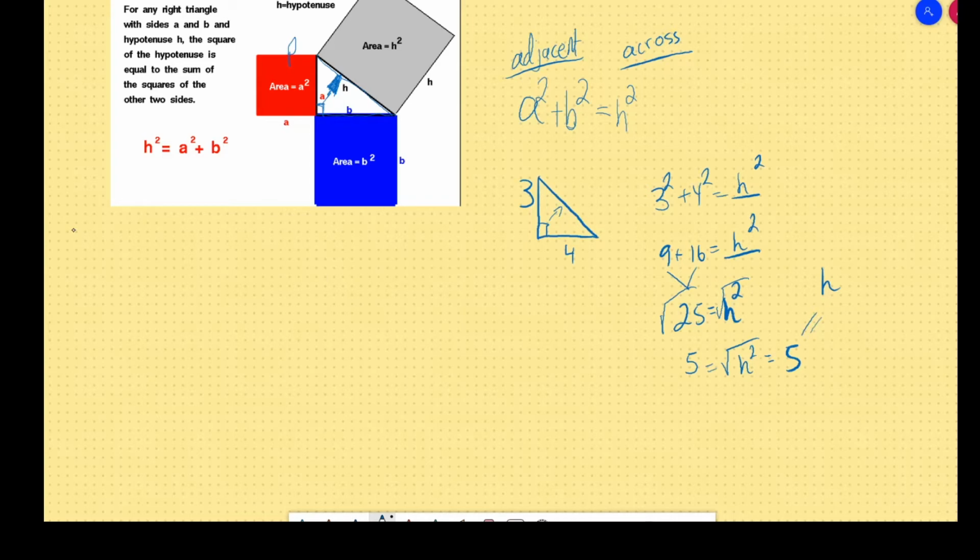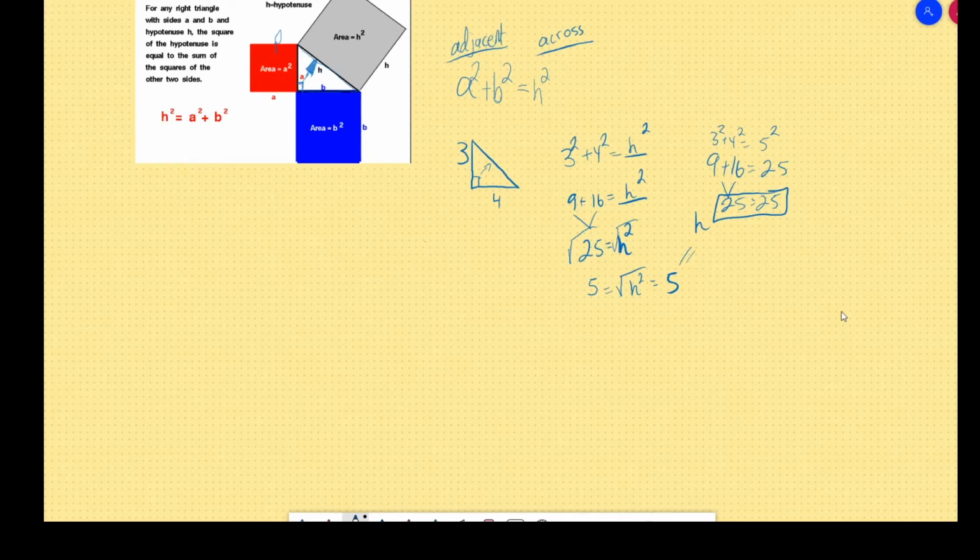And then we can just check our math. 9 plus 16 equals 25, and this is 3 squared plus 4 squared equals 5 squared. So we can see that 25 equals 25, then that is true.